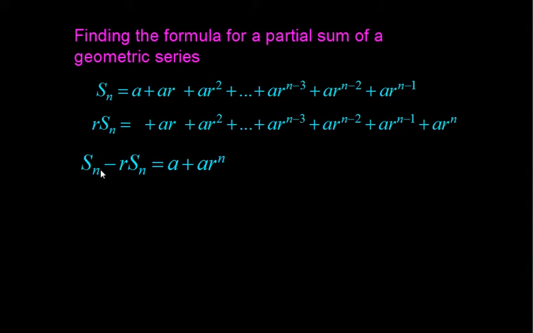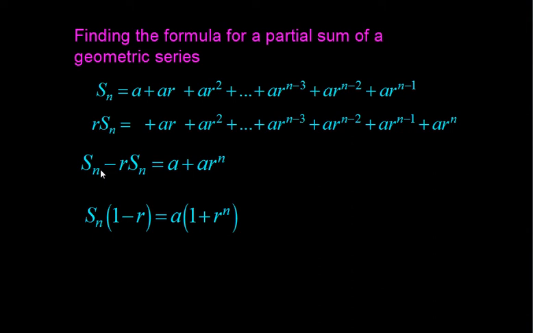So that's subtracting. The left-hand side is equal to, again, the only terms that don't match up are the first term from the top one and the last term from the bottom one. So then we can solve by factoring out s sub n. We can get s sub n times (1 minus r) equals a times (1 minus r to the n), factoring out the a on the other side.